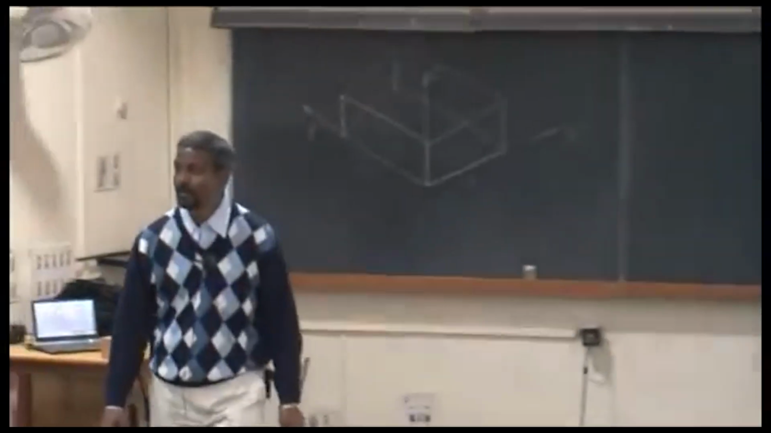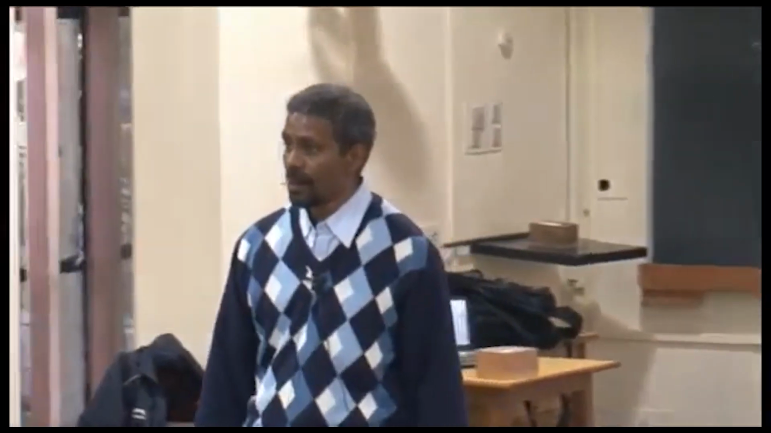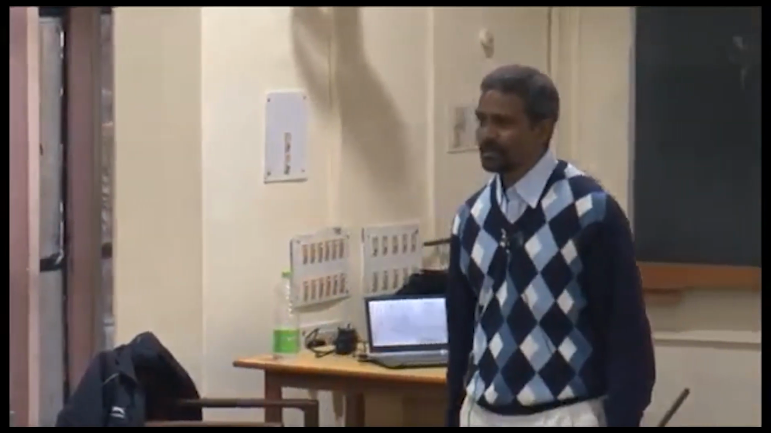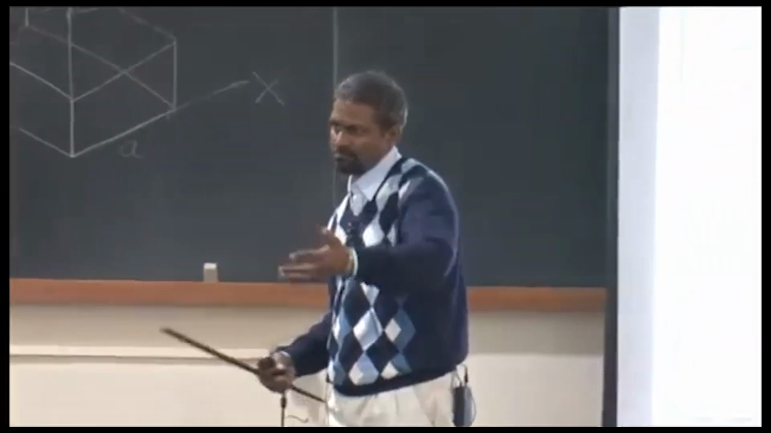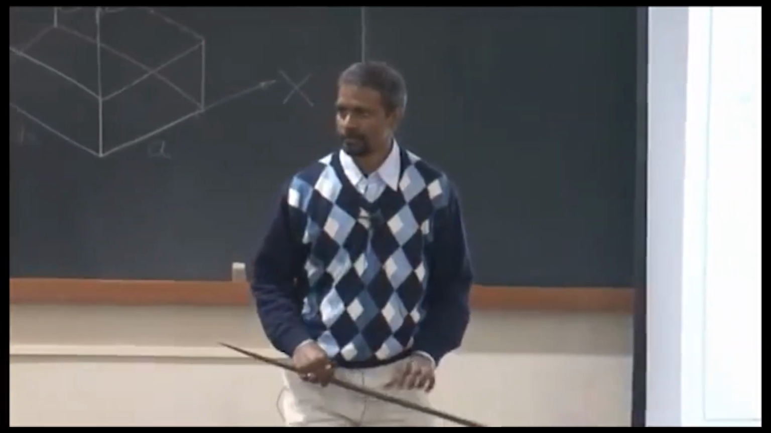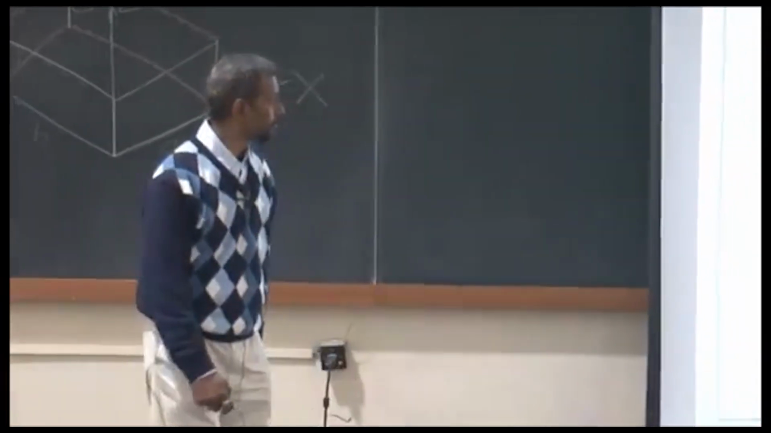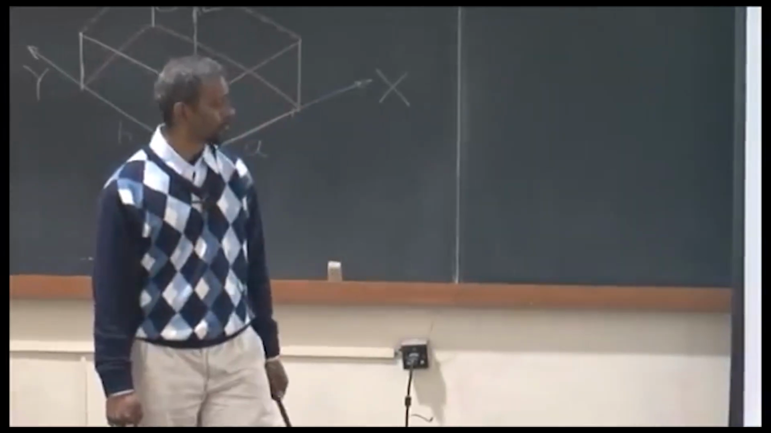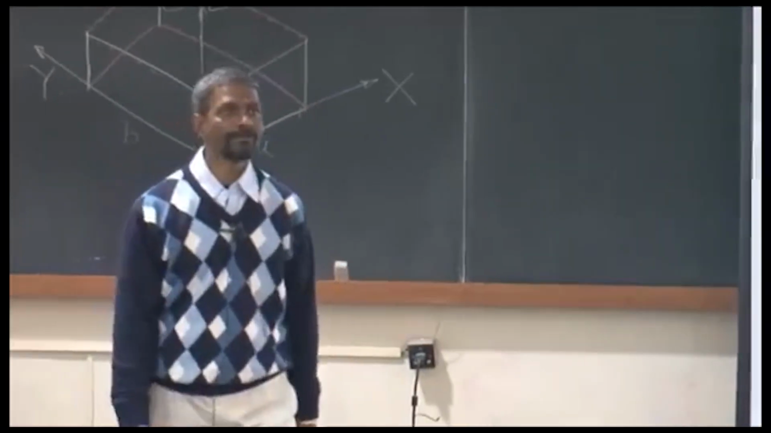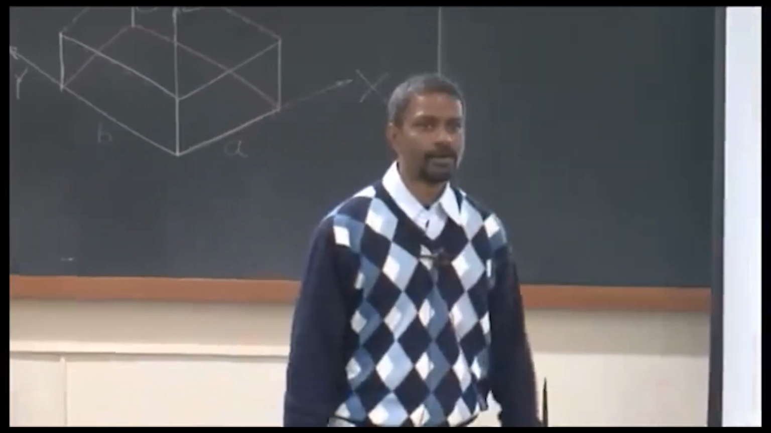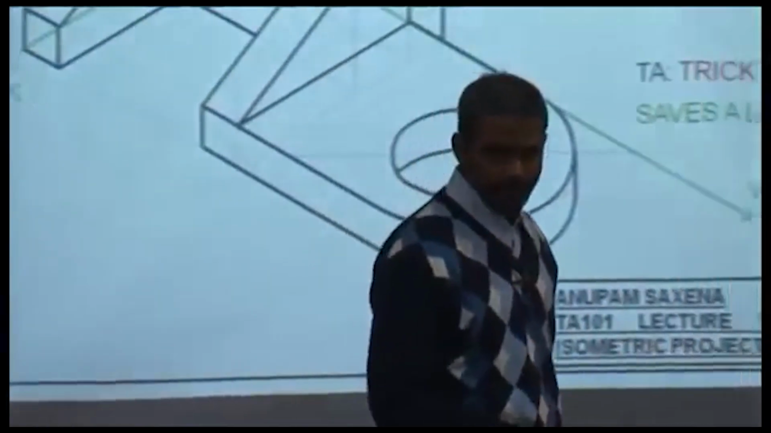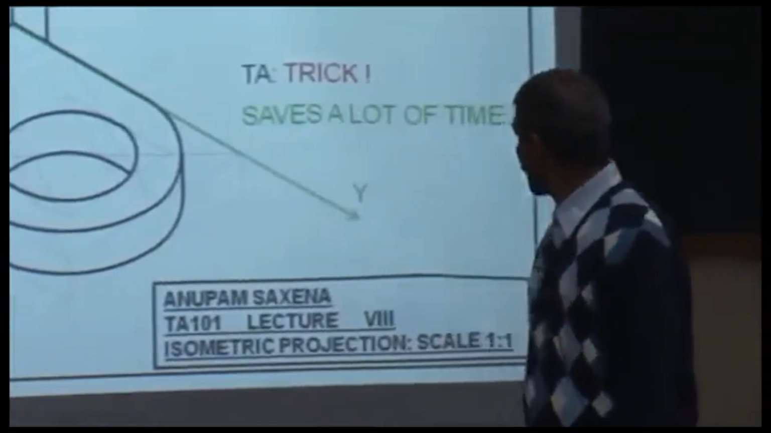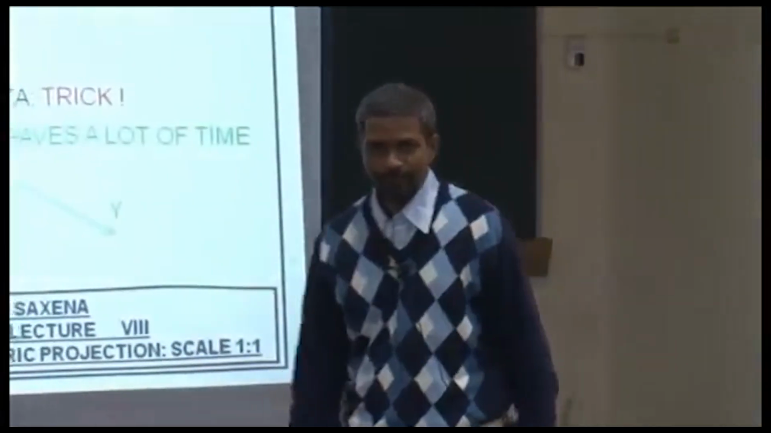For the second arc. It's a void, no? It's a cylindrical void along the z direction. I don't need a line.